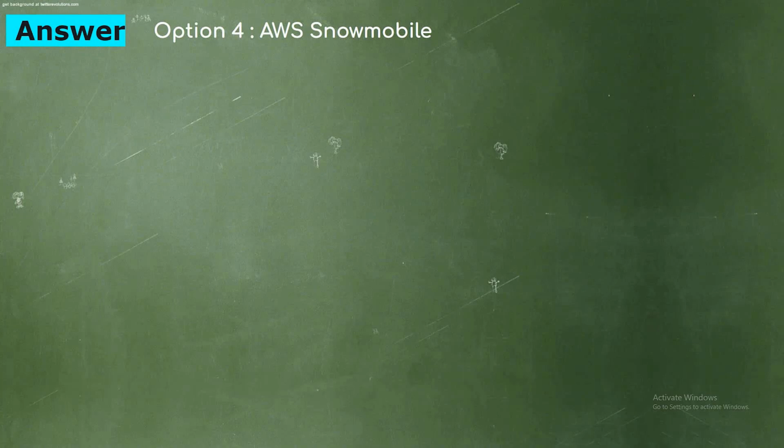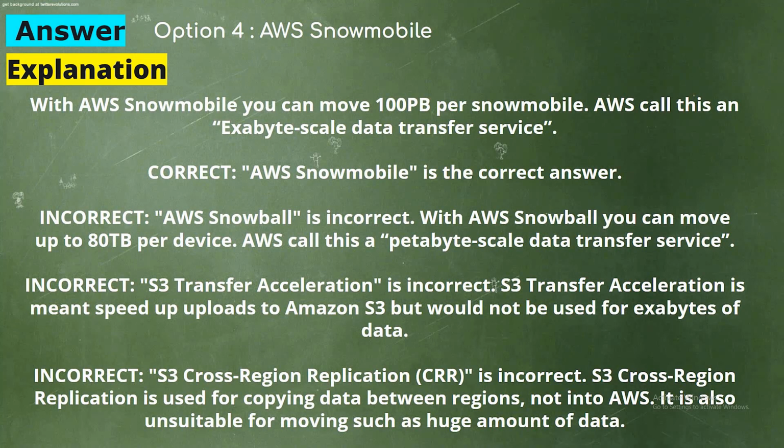AWS Snowmobile. Explanation. With AWS Snowmobile you can move 100 petabytes per Snowmobile. AWS call this an exabyte scale data transfer service. Correct, AWS Snowmobile is the correct answer. Incorrect, AWS Snowball is incorrect. With AWS Snowball you can move up to 80 terabytes per device. AWS call this a petabyte scale data transfer service.